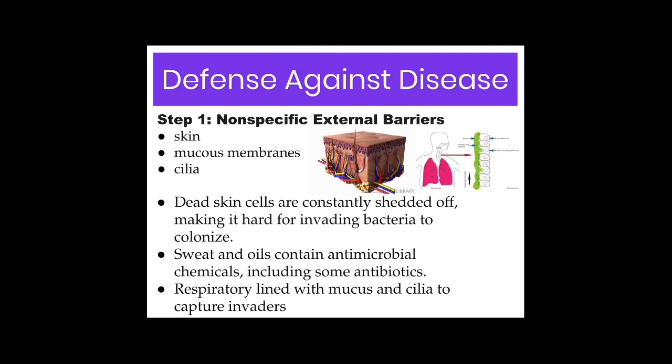So first we're going to look at non-specific barriers. So things that are going to keep things out of the body. The first one, the integumentary system, so the skin is very important. Our skin is constantly shedding. If you remember, we talked about the dead skin cells and how they flake off. So we consistently are creating new skin layers over time. So it's hard for bacteria to colonize when it's constantly flaking off.